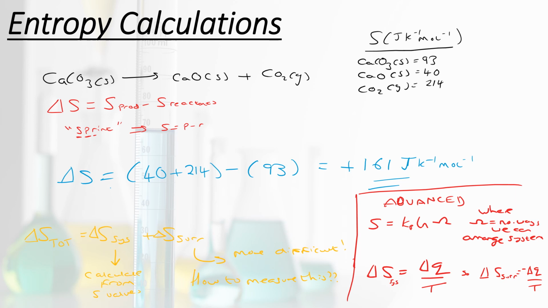So here we've calculated the entropy change of the system. This is what we've calculated from our entropy values, because it relates to the actual chemical reaction going on, the actual system. However, what we need to consider is our total entropy change. We have to consider the fact that there'll also be an entropy change of the surroundings.